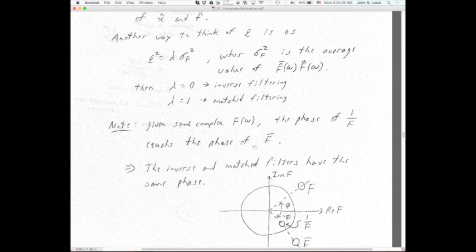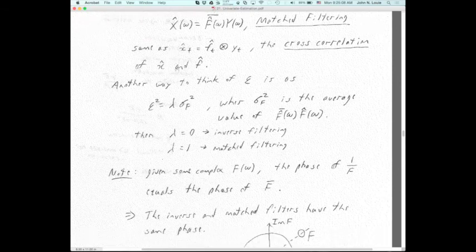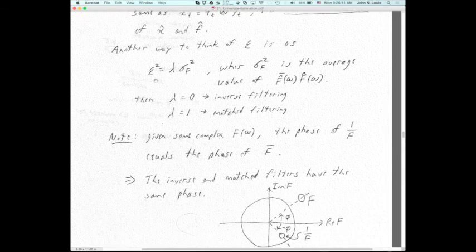Here's another way to think of epsilon. Epsilon squared is equal to some lambda. This is our adjustable parameter that's going to determine whether we do match filtering or inversion. Epsilon squared is equal to lambda times sigma f squared, where sigma f squared is the average value of the spectrum of the source wavelet f. Remember, f conjugate f would be the spectrum of f, and sigma f squared is the average value of that over whatever frequency band we want to process over.